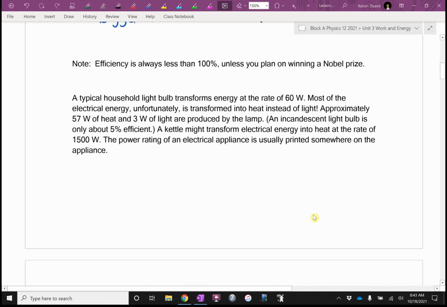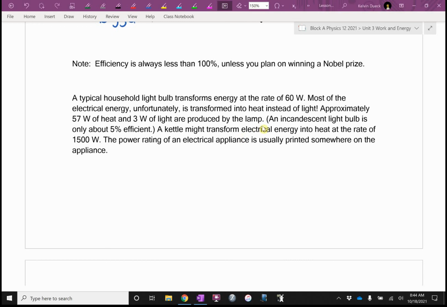So, a typical household light bulb transforms energy at the rate of 60 watts. What was 1 watt? It was a joule per second. So a typical light bulb, the incandescent ones, not the LED ones, transforms energy into light and heat at 60 joules per second. But most of the energy is transformed into heat instead of light. Only about 57 watts are used as heat. Only about 3 watts are used as light. An incandescent light bulb is only about 5% efficient.